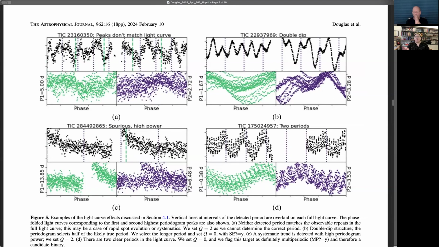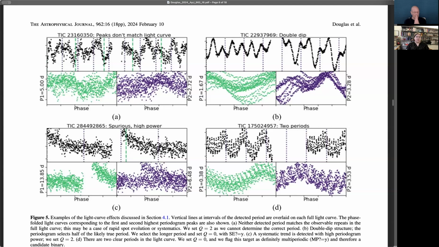In the upper right, this is a double dip light curve. We think this happens when you've got spot distributions on both sides of the star, and they're evolving at different rates. So you go from maybe seeing half the period to then, if one spot group gets bigger than the other, you'll get this double dip pattern. So the periodogram detected the green period, which we think is actually half of the real period, where the purple phase folded light curve shows what's the more likely period.